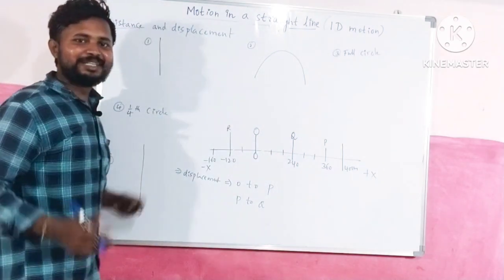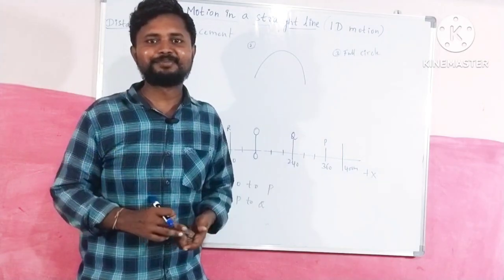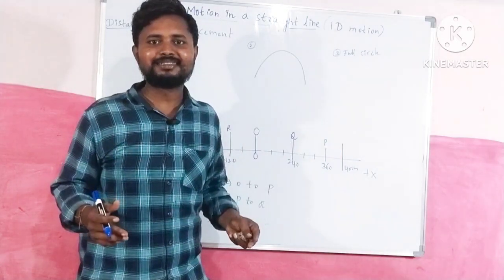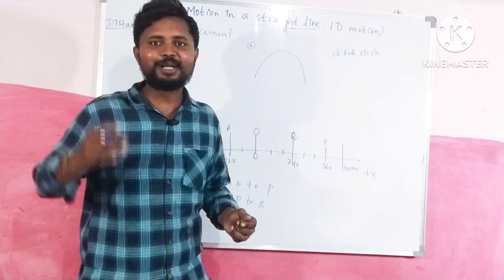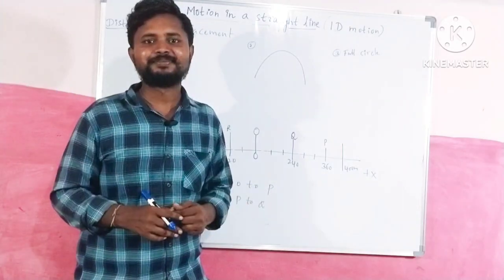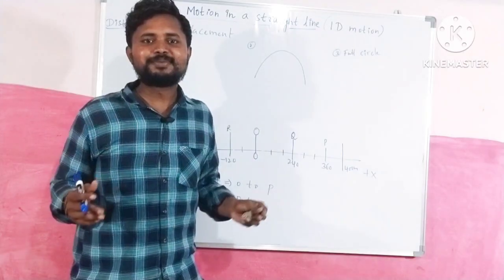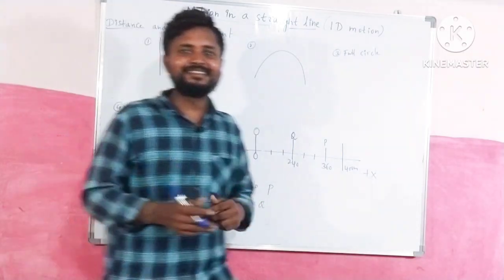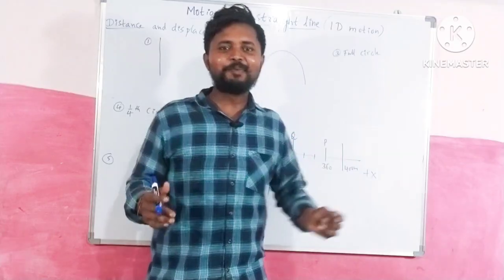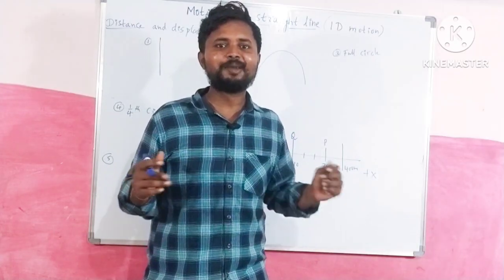Distance means the total length covered by a body in a given time. The total length covered by a body during motion is called distance. Distance is the total length. Displacement is the shortest length between the initial point and the final point.